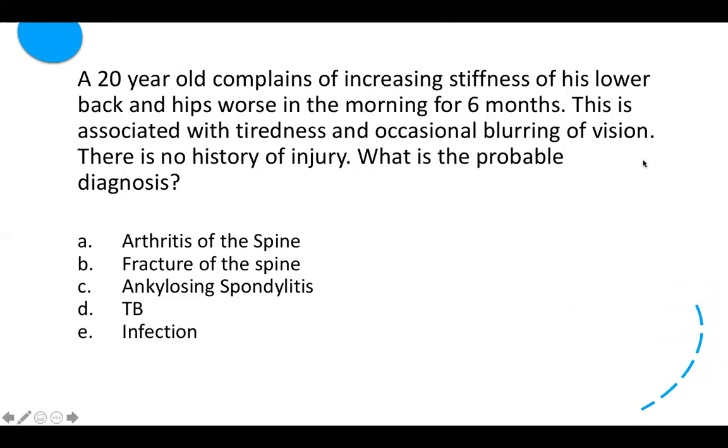Okay. So we've got a question for you guys. You've got a 20-year-old who complains of increasing stiffness of his lower back and hips in the morning for 6 months. Associated with tiredness and occasional blurring of vision, there is no history of an injury. What is the probable diagnosis?